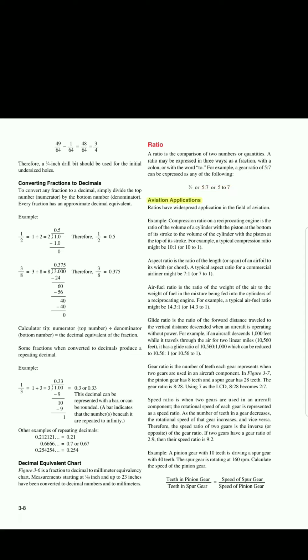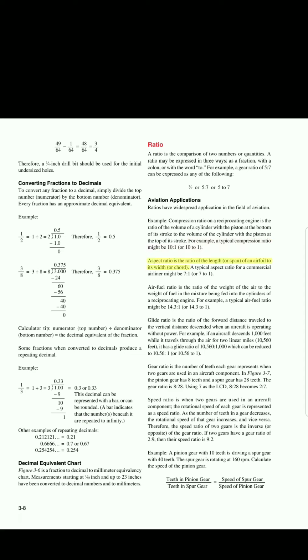Aviation applications. Ratios have widespread application in the field of aviation. Example: compression ratio on a reciprocating engine is the ratio of the volume of a cylinder with the piston at the bottom of its stroke to the volume of the cylinder with the piston at the top of its stroke. For example, a typical compression ratio might be 10:1 or 10 to 1.